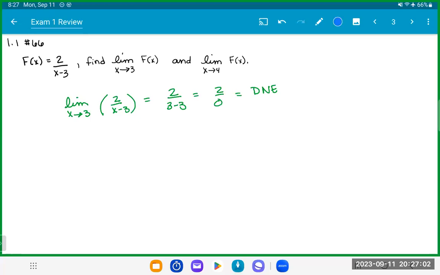Okay. Similarly, if we wanted to determine the limit as x approaches 4 of the same problem, 2 over x minus 3, that is 2 over 4 minus 3, which is 2 over 1, which is 2. So the limit as x approaches 4 is going to be 2. Okay, questions?